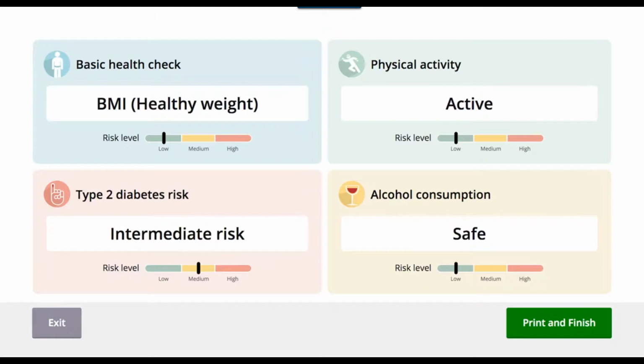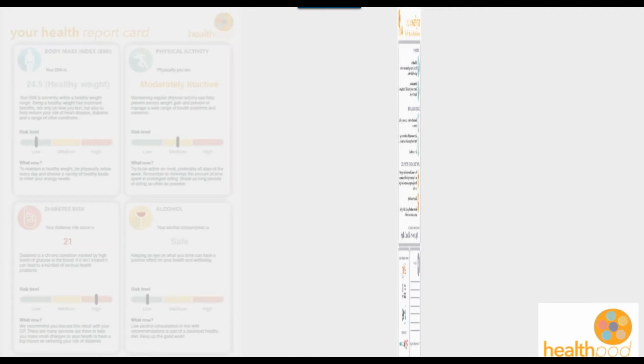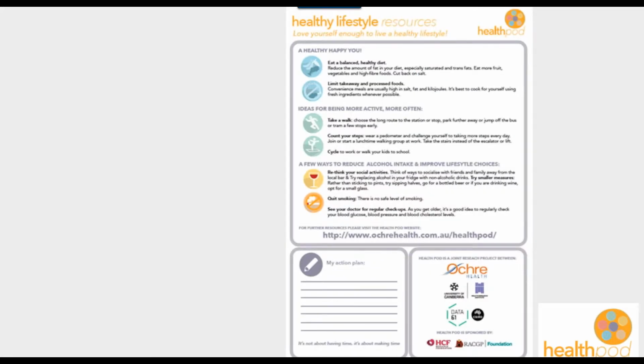And as they complete all 4 modules, the feedback is populated in all 4 quadrants. And when they've done this, they can hit the print and finish button, and they get a report card. And this is the front page of the report card, which you can see visually is designed in the same way as the interactive screen was, again, to allow them to relate to the process and what they went through. And then within each quadrant, that feedback is designed.